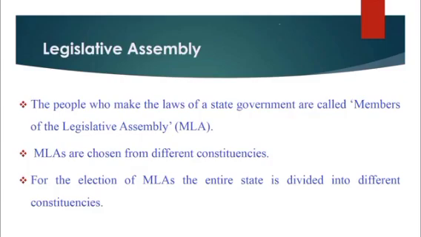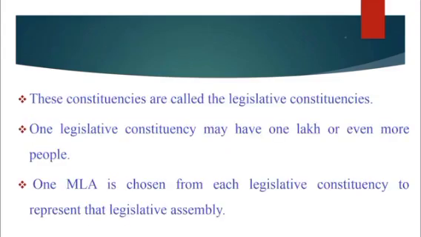The people who make the laws of a state government are called members of the Legislative Assembly, that is, MLAs. MLAs are chosen from different constituencies. For the election of MLAs, the entire state is divided into different constituencies. These constituencies are called the legislative constituencies. One legislative constituency may have 1 lakh or even more people. One MLA is chosen from each legislative constituency to represent that legislative assembly.